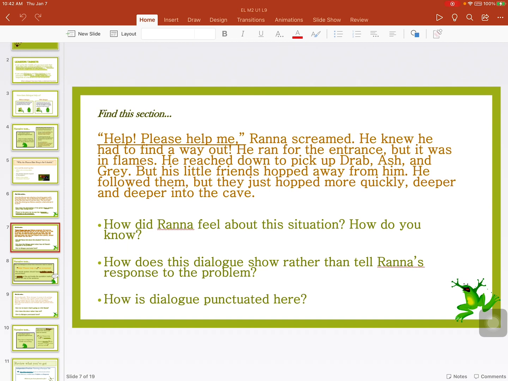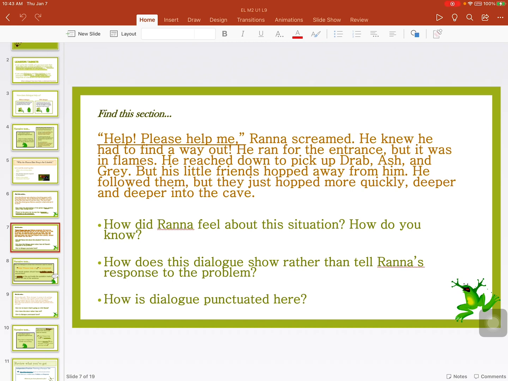Here it is. "Help! Please help me," Rana screamed. He knew he had to find a way out. He ran for the entrance, but it was in flames. He reached down to pick up Drab, Ash, and Gray, but his little friends hopped away from him. He followed them, but they just hopped more quickly, deeper and deeper into the cave.